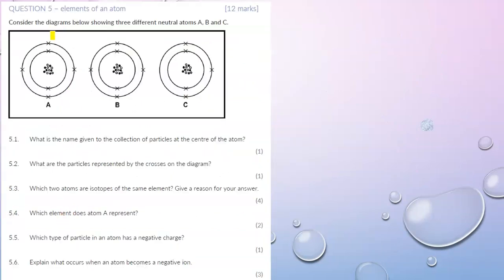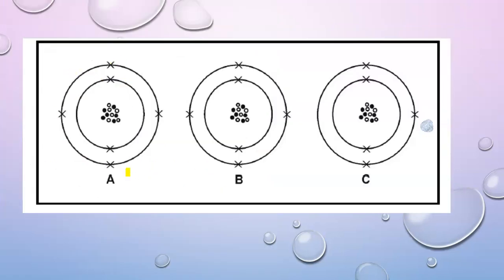Okay, question 5. Consider the diagram below showing 3 different neutral atoms A, B, and C. And then they're asking us a bunch of stuff. So let's just go look at A, B, and C. Let's start with the crosses on the outside. So here you can see this is energy level number 1. And I have 2 electrons there. And then I have energy level number 2. And I have 1, 2, 3, 4 electrons there.